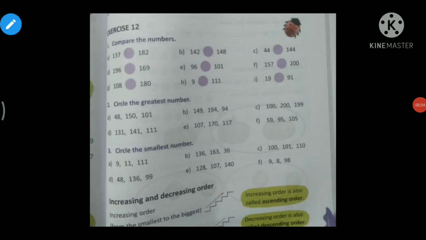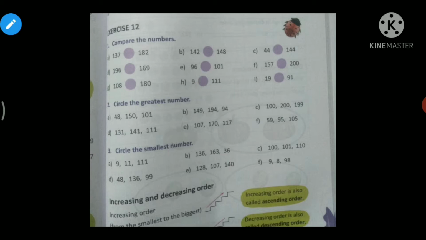Yesterday, I taught you about comparing three-digit numbers, right? So, we did some questions from the exercise. Today we'll do exercise 12, and there we'll also apply the rules that we discussed yesterday. Okay, so let's do question number 1.